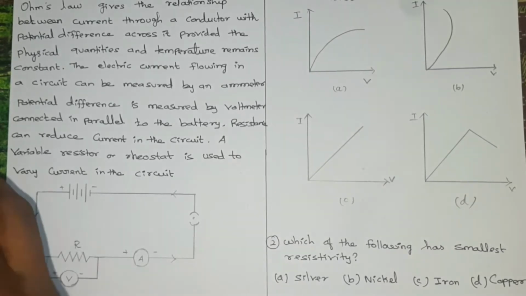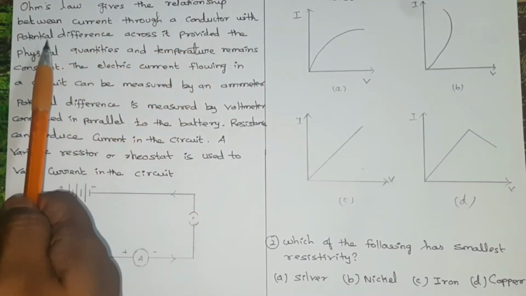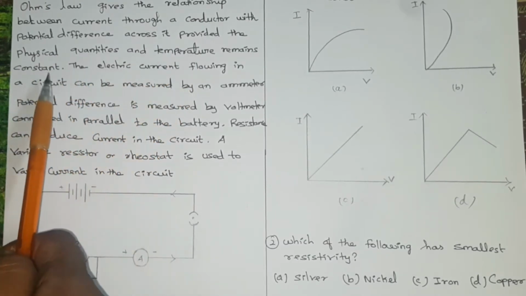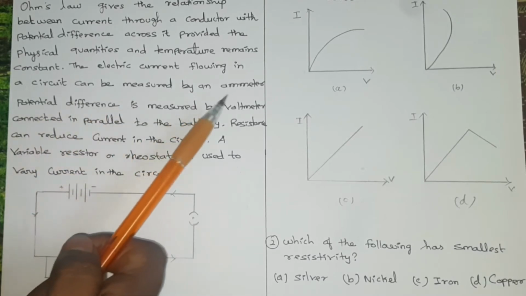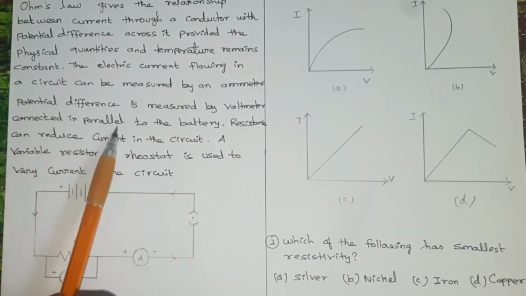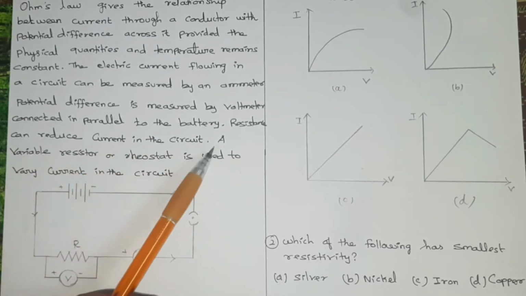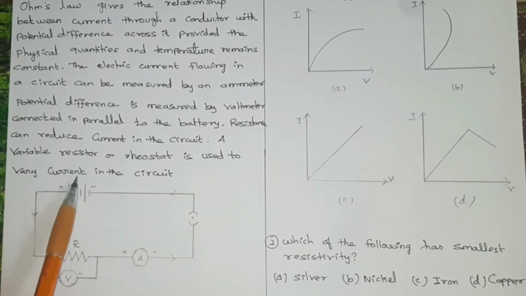Ohm's law gives a relationship between the current through the conductor and the potential difference across it, provided the physical quantities and the temperature remain constant. The electric current flowing in the circuit can be measured by the ammeter. The potential difference is measured by the voltmeter connected parallel to the battery. The resistance can reduce the current in the circuit. A variable resistor or rheostat is used to vary current in the circuit. And then a circuit diagram was given.